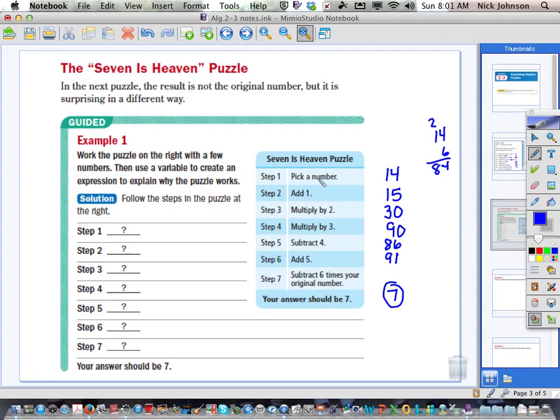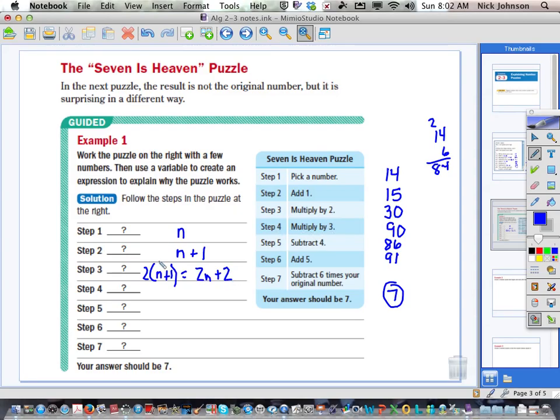When you pick a number, that's your variable. You could pick any number. So let that be n. Second step is you add 1 to it. n plus 1. Third step is multiply by 2. So I had to take everything times 2. So that's 2 quantity n plus 1, which gives me 2n plus 2.